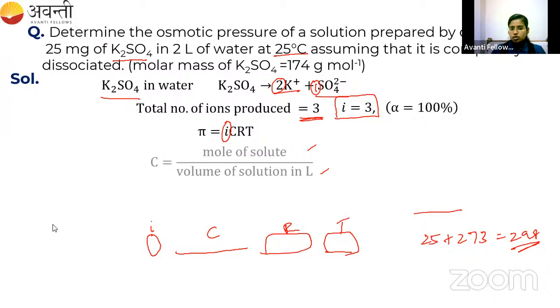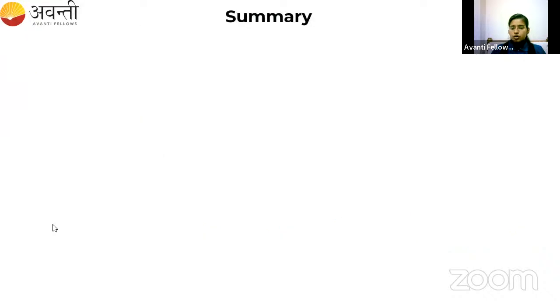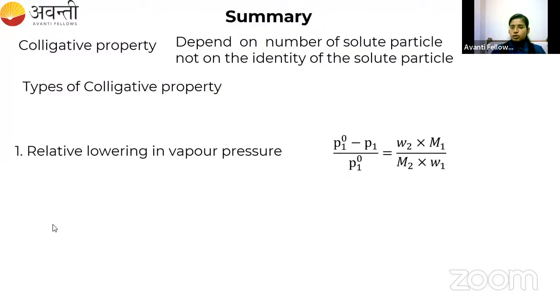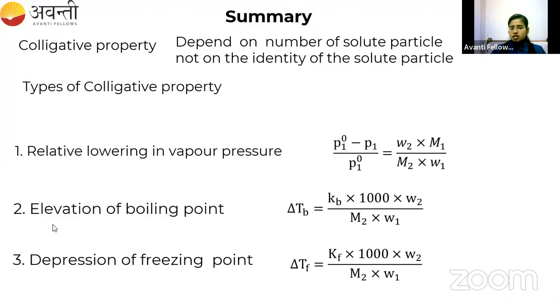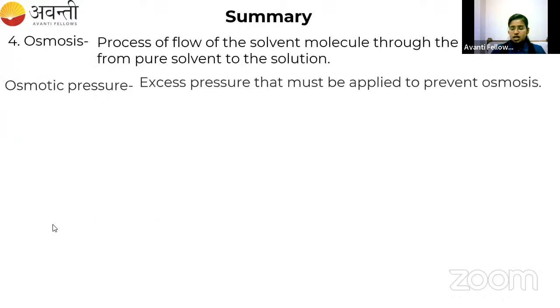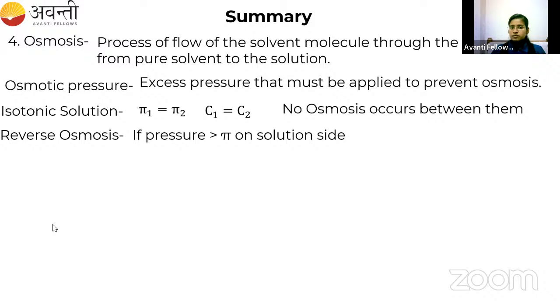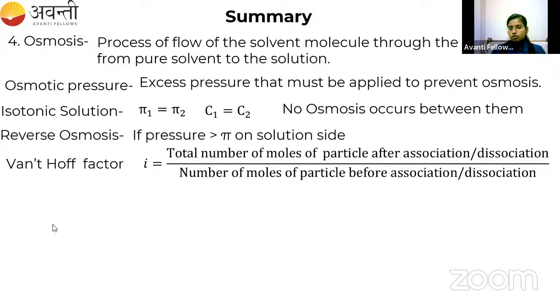Now coming to the summary of this colligative property. Colligative property depends on the number of solute particles and not on the nature of the solute, which is the identity of the solute. And there are 4 properties. All the formulas are given here for all the properties. So please study the formulas and the definition and the concept, everything. Isotonic solution, what is osmotic pressure, what is reverse osmosis, and what is the formula to find out the value of i. So here the lesson is getting over.